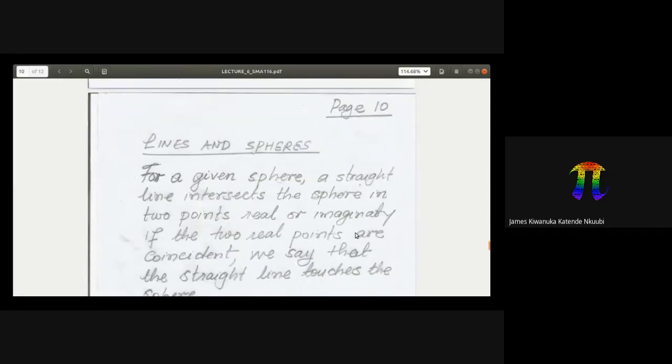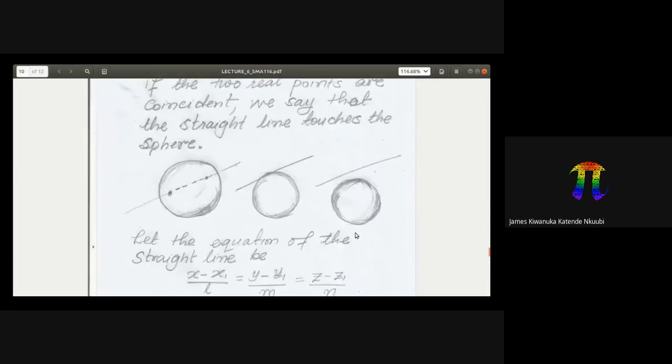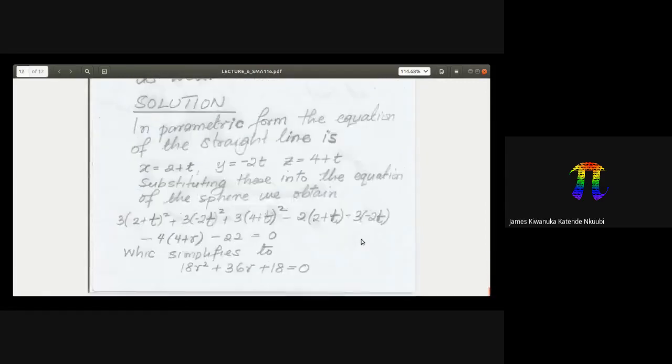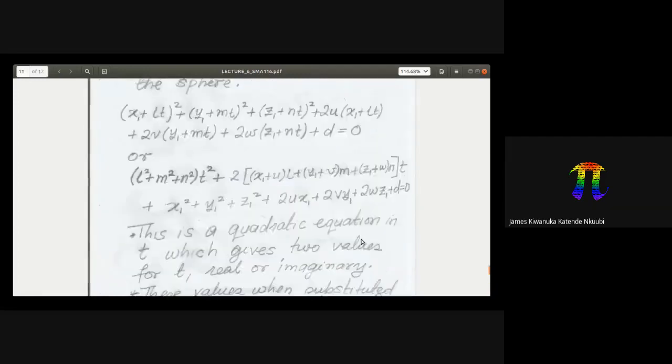So let's try now to connect lines and spheres. I think we have a few more slides to go, then we are done.